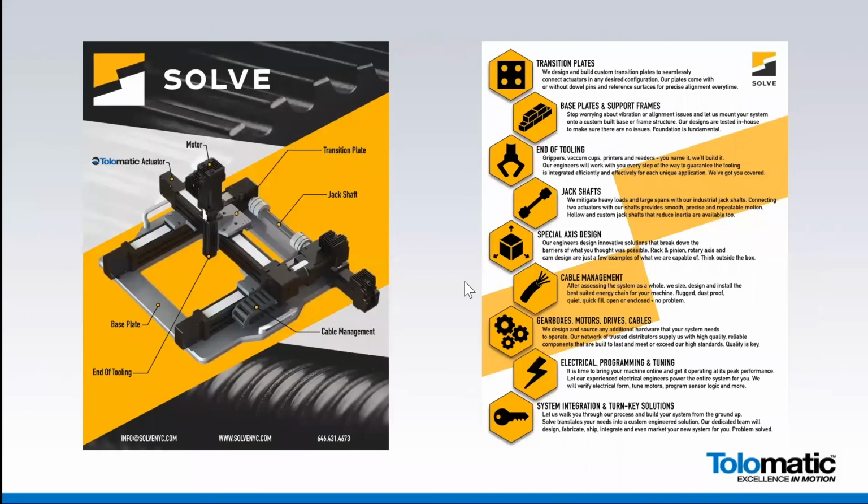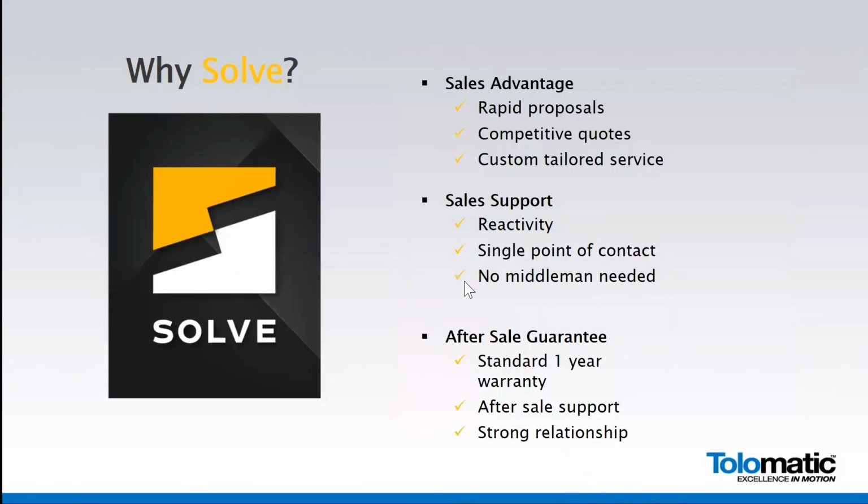All right, moving on. So just to summarize everything we just talked about, this is a flyer that we have. It pretty much goes over everything we just talked about: transition plates, support frame, end of arm tooling, jack shaft, special axis design. So these are the rotation or different things that are not necessarily obvious, cable management, gearbox, motor drive, and then all the way down to the full turnkey solution. So just summarizing all those different points.